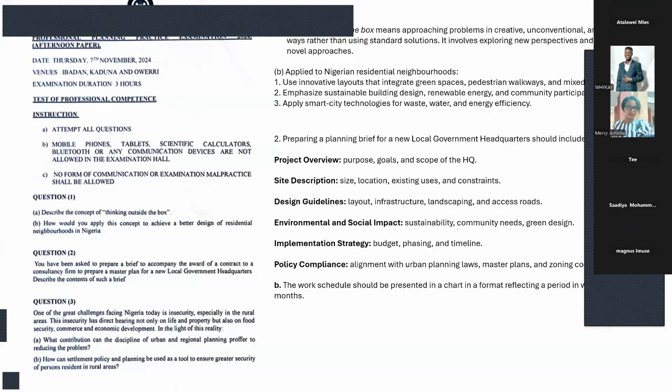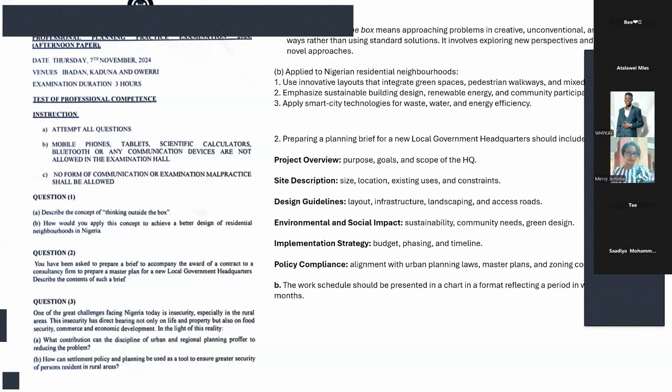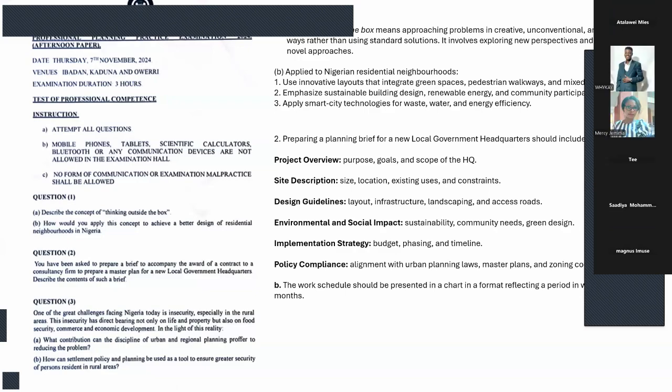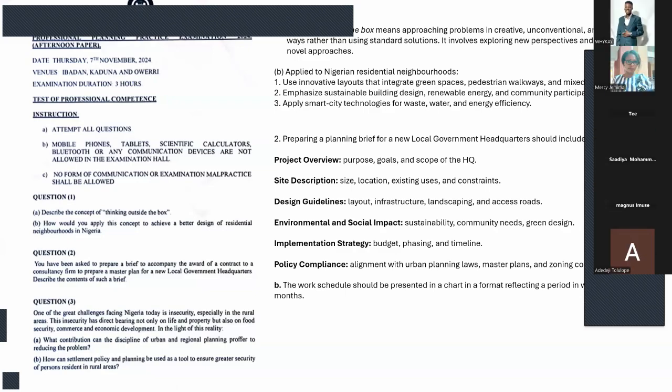We are not planning for ourselves. Maybe you are a town planner or a contractor, and you might not even live in that local government. So you are supposed to work for them. You plan for them. You plan for the people.